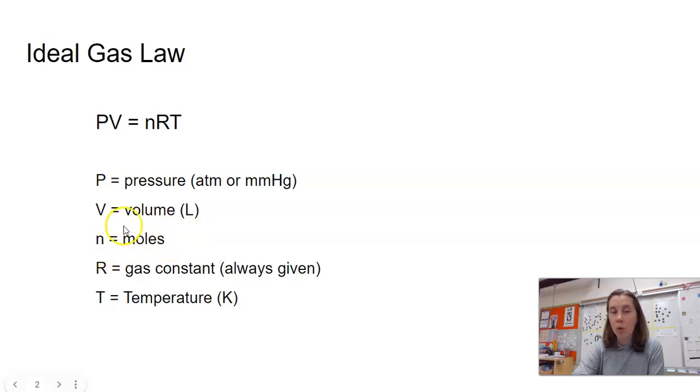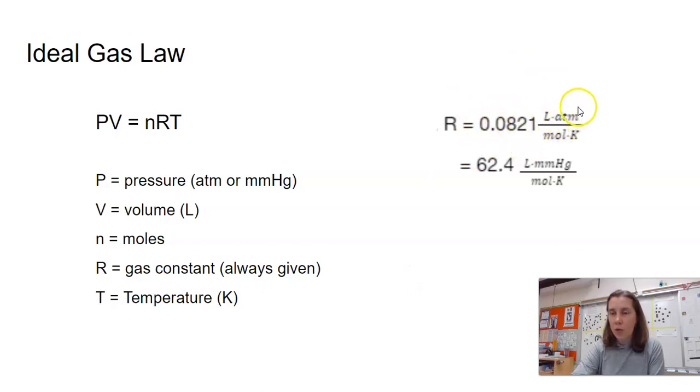N is going to be moles. Sometimes your problem will give you the quantity of the gas in grams, and you'll need to use the molar mass to get to moles. So N has to be in moles for this equation. R is the gas constant, which I will always give you. You do not need to memorize the gas constant. And the gas constant is either 0.0821 if your pressure is in atmospheres, or if your pressure is in millimeters of mercury or torr, which are the same thing, then the value would be 62.4.